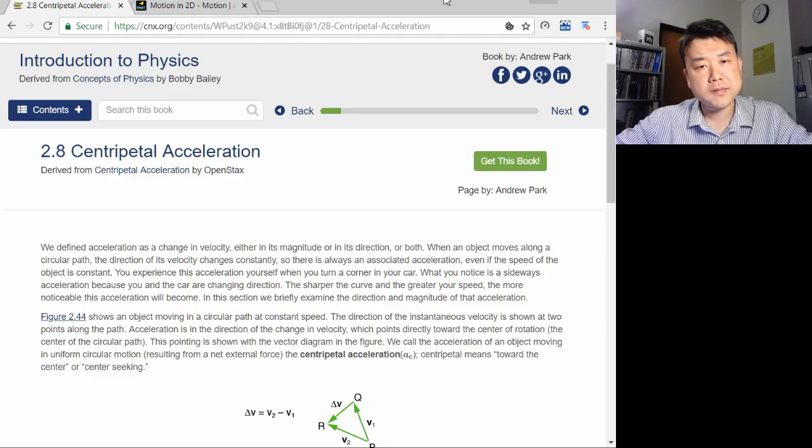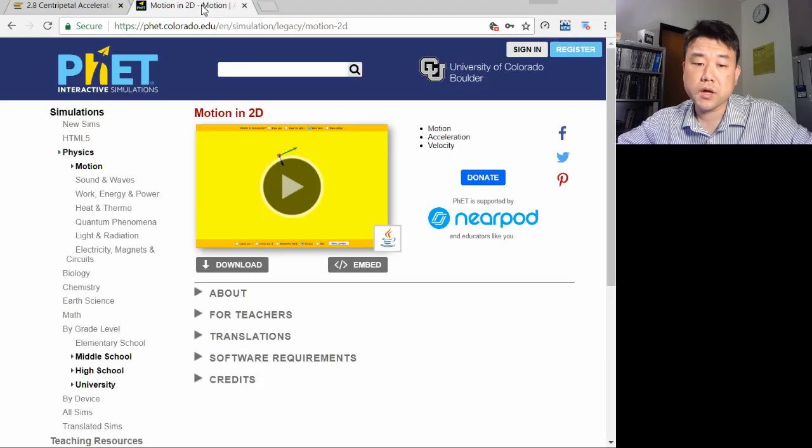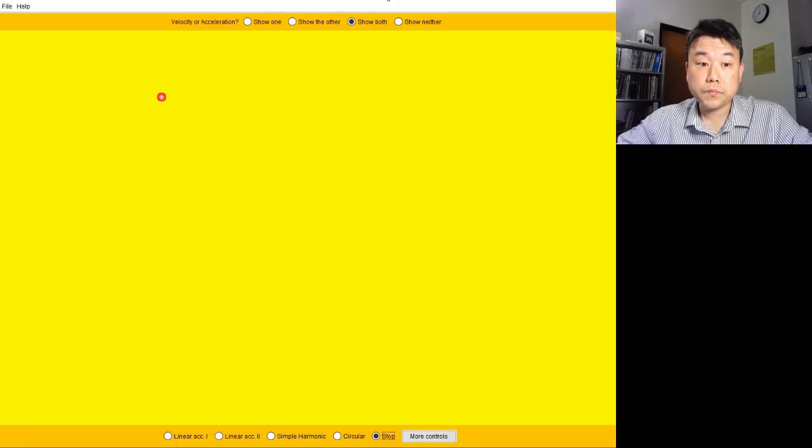Because velocities and accelerations involved in 2-dimensional motion can be complicated to describe in words, I will use a PhET simulation called Motion in 2D to illustrate the velocity and acceleration vectors. If you want to try this out, you will need to download it and run the Java simulation. So this is the Motion in 2D simulation.